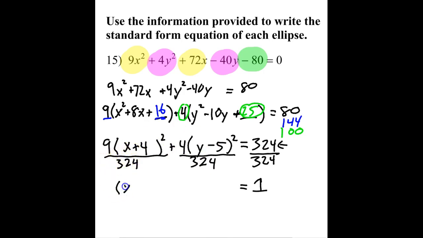So we have x plus 4 squared all over, and you just find out how many times 9 goes into 324, or 324 divided by 9, and you'll get 36. Again, should be some nice numbers. And same thing here, how many times does 4 go into 324, and you'll get 81, and then the y minus 5 is on the top. And there's your standard form.